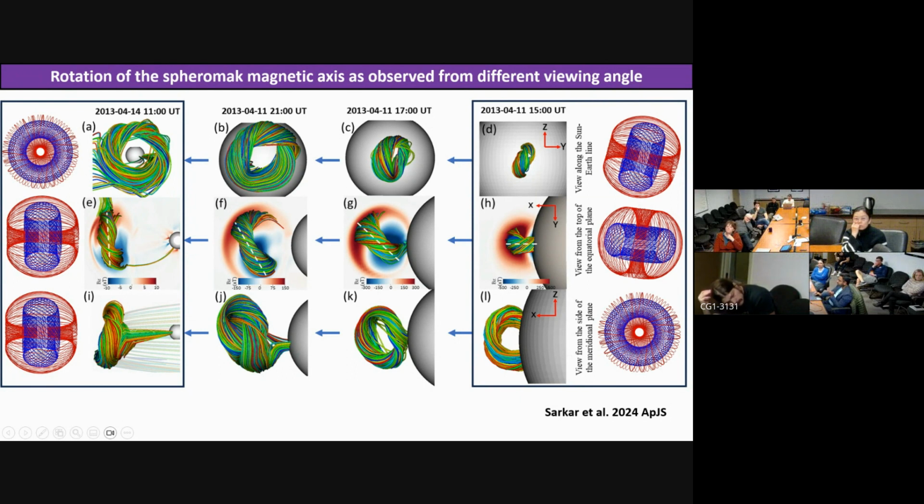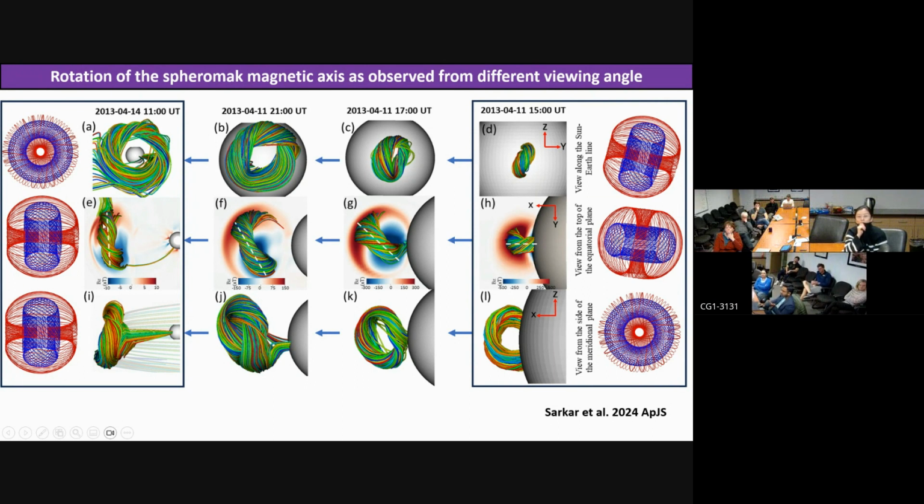But as it moves, finally at 1 AU, you start to look at the core of the spheromak. So it has rotated in the plane of the ecliptic, or more accurately the equatorial plane. Initially, if you look from the top, it was oriented like this, and it is rotating clockwise, and finally it takes the shape like this. This kind of huge rotation, almost 90 degrees, we have observed for this kind of spheromak.